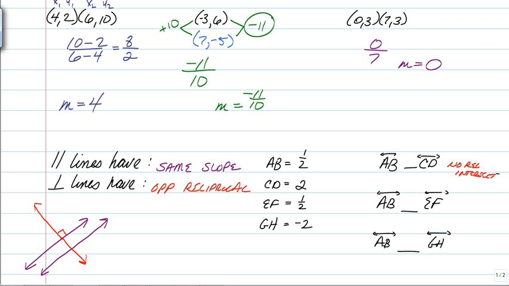Line AB and EF. AB has a slope of 1/2. EF has a slope of 1/2. So these lines are considered parallel. AB has a slope of 1/2, and GH has a slope of -2, which we know can be written -2/1. So it is a reciprocal. One is positive, one is negative. So this is an example of perpendicular lines. Okay? So that's it for parallel and perpendicular. Moving right along.